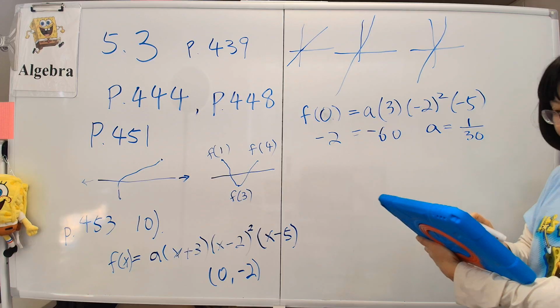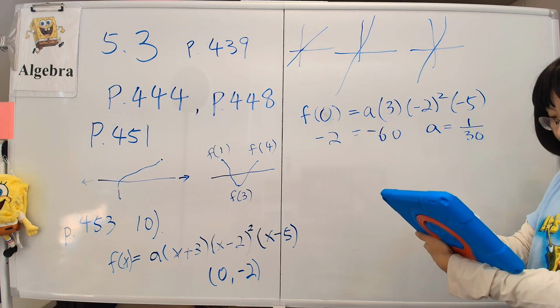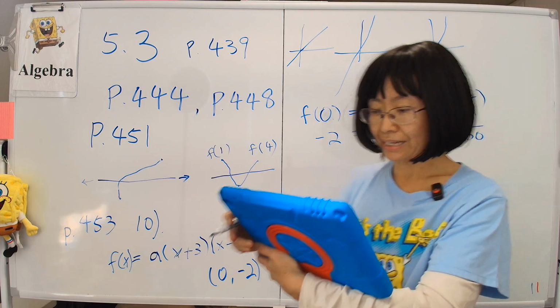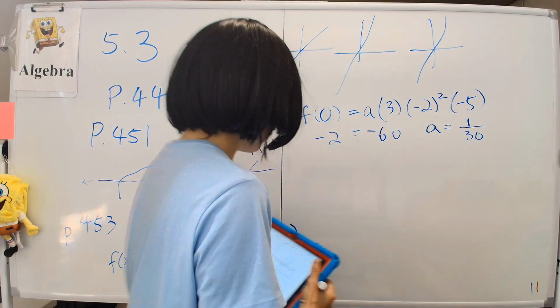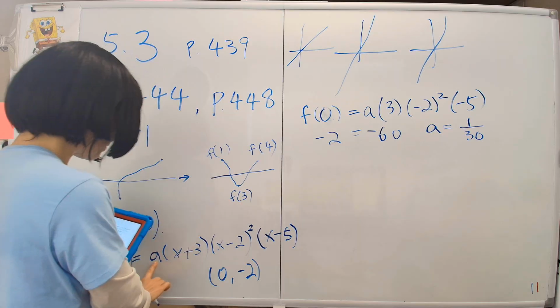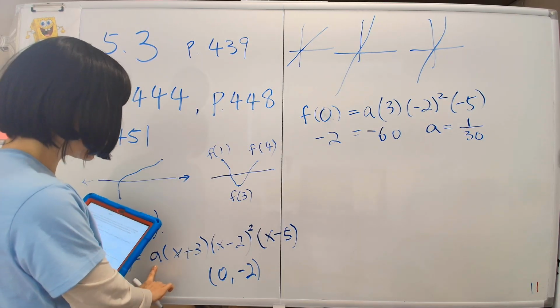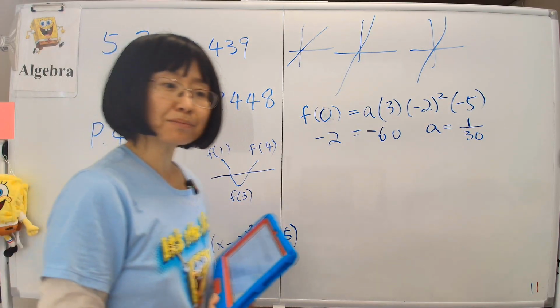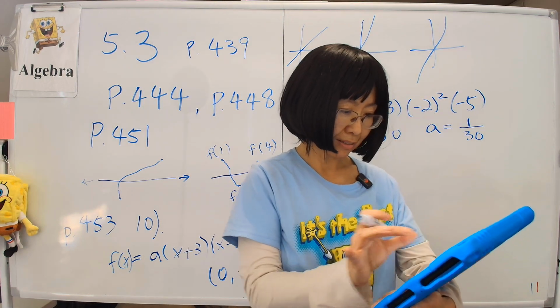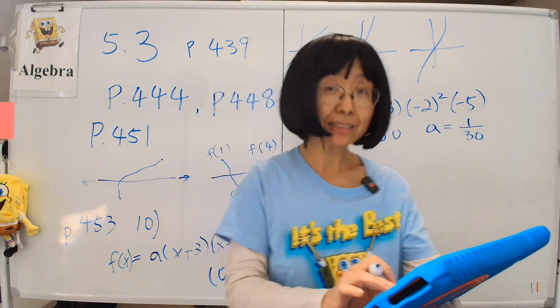If I'm not mistaken, let me check against the book. Yep, a is 1/30. Okay, I got the sign right. Therefore, if you plug a into its position right here, then f of x equals 1/30 times all the stuff. That is the polynomial that we graphed. Well, anyway, that's example 10.